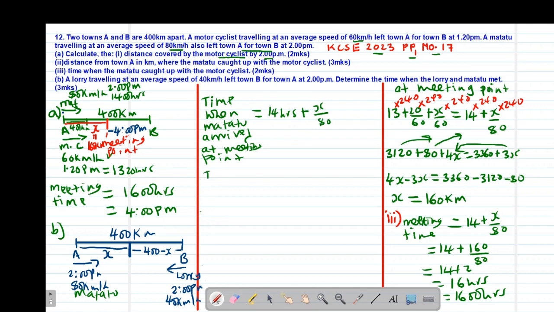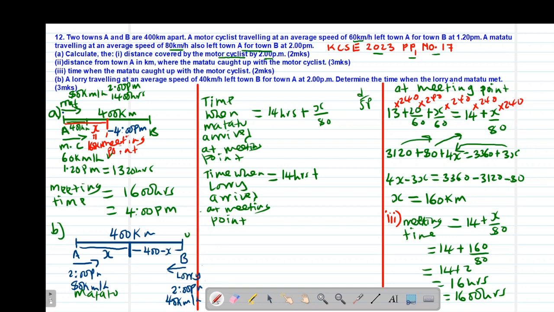Then you also find an equation for the time when the lorry arrived at the meeting point. It will be given by the following. Arrival time is departure time plus time taken on the road. The lorry also departed at 2 p.m., which in the 24-hour clock system is 14:00 hours. Then plus the time for the lorry's distance to the meeting point. The distance is 400 over x. So time is distance over speed.